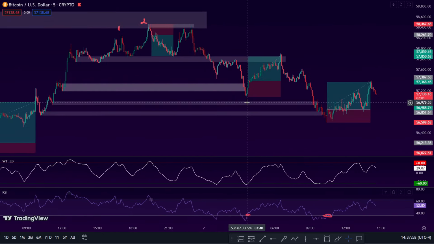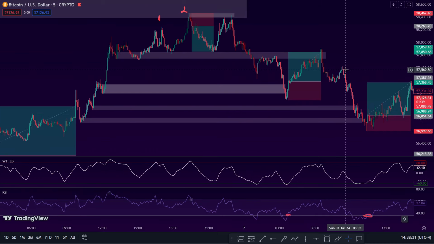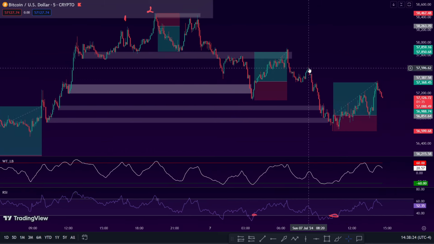If you will use this strategy, backtest it yourself before, and if you want to use any strategy, you can try it on demo accounts before for yourself.